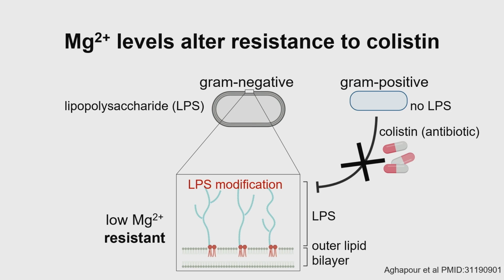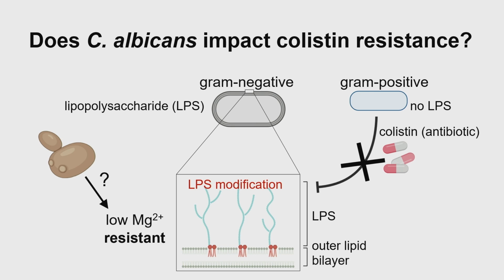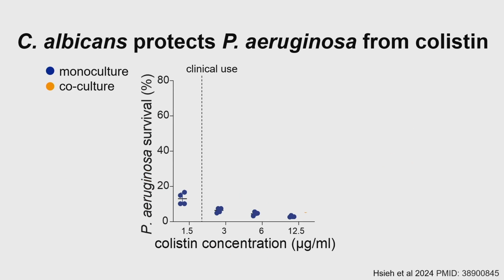Knowing that low magnesium can induce bacterial resistance to colistin, we wondered what happens when fungi sequester magnesium from the environment. Does it also impact the colistin resistance of bacteria? So we set up an antibiotic survival assay. We want to assay the survival rate of Pseudomonas aeruginosa in monoculture versus co-culture.